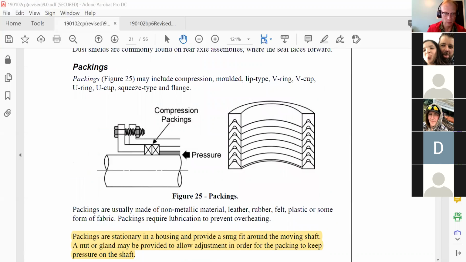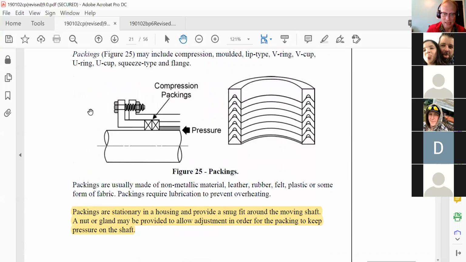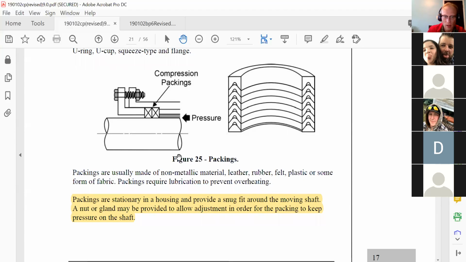This is that V-packing, or packing. Packing rope also gets used for it. They're nice because it's typically easy to change the seal. And this will hold pressure. They use seals like this actually for sour gas as well. So these can hold quite a bit of pressure. They keep it very, very snug. And that's why we have this gland nut.